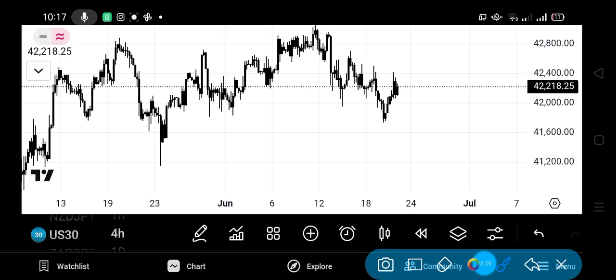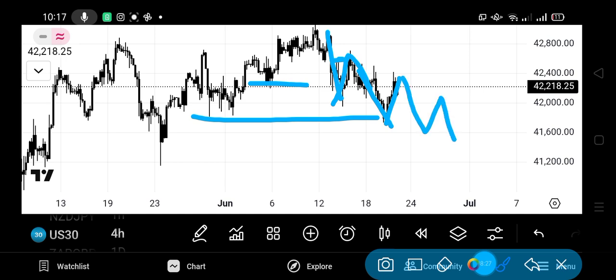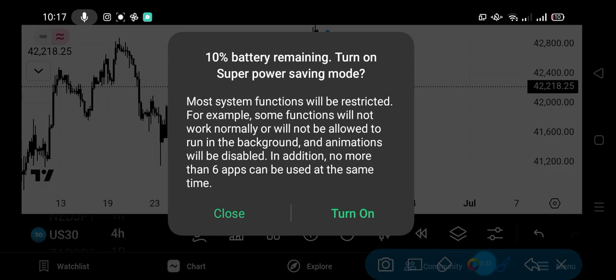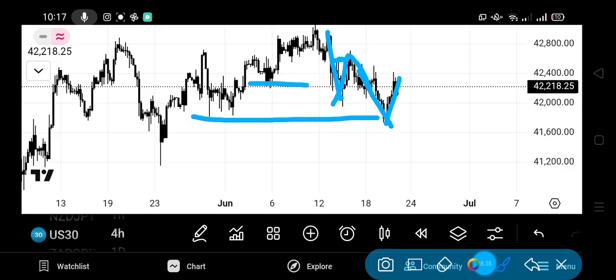So price came down, took out this liquidity, went up, took out some liquidity over here, came down, took out this liquidity, right? And now went up, right? So essentially that's the movement we're looking for. It's this kind of movement, right? I'm not saying that price is going that way. I'm just showing you the type of movement that we are looking for.